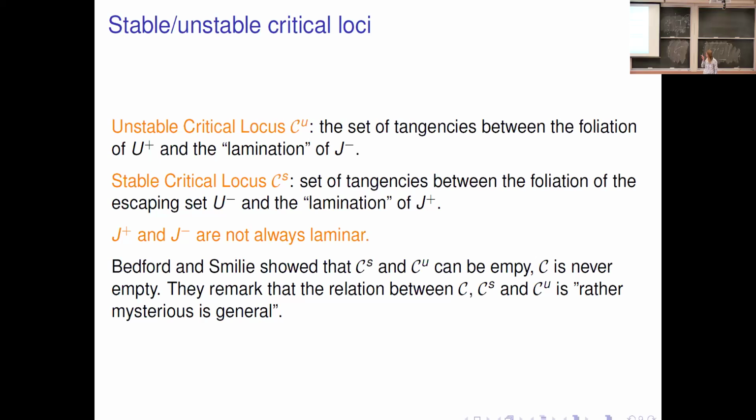And notice that J plus and J minus are not always laminar. So you look at the stable manifolds inside of G plus and G minus, look at the critical points there. And these critical loci can be empty. And again, they remark that the relation between these three critical loci is quite mysterious.